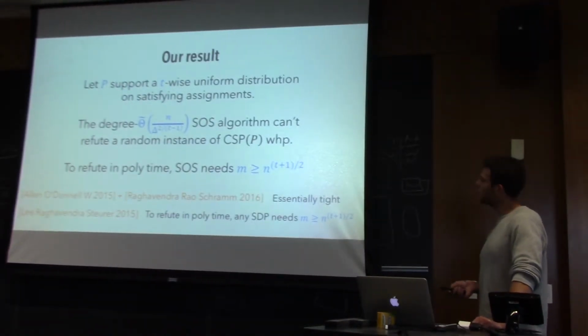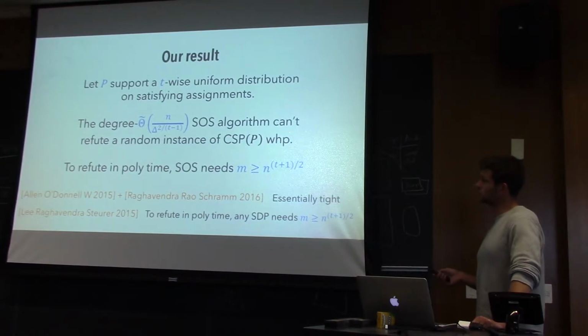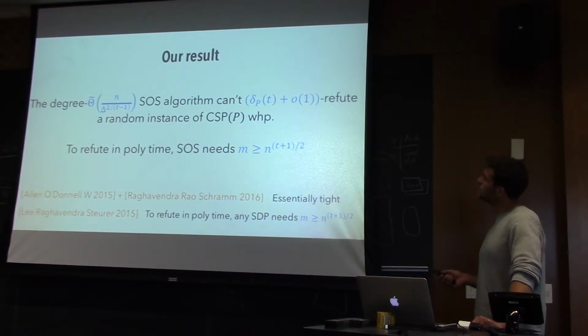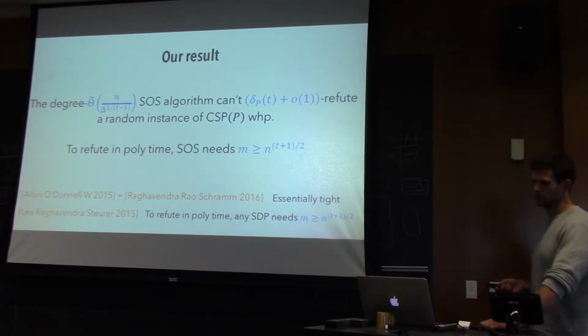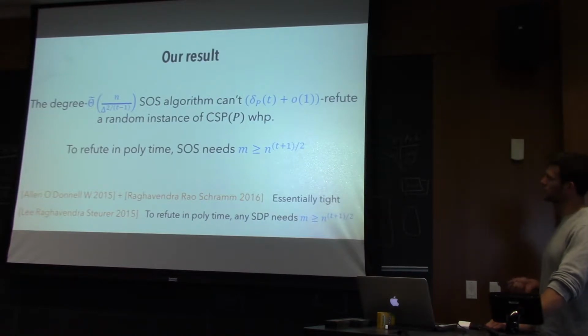Also, you can talk about the stronger delta refutation problem. For the same degree, SOS can't delta-refute, with P of t plus some little o of 1, with high probability. It's kind of weird, all these parameters.